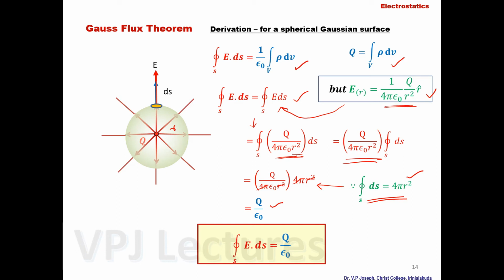So surface integral E dot ds, we get it as q by epsilon 0. Actually, that is the required equation. In this case, volume integral rho d tau is equal to q. So surface integral E dot ds is equal to q by epsilon 0. So you get the derivation for the present example with a source point as point charge q.